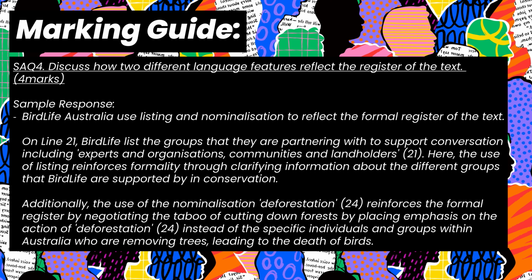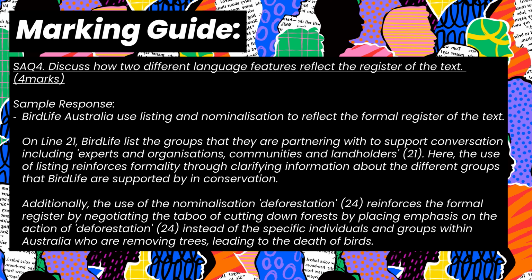Now, for any question on register, it is absolutely not essential to focus on just patterning like this response has done. Theoretically, you could use any element of RJ-SENT as long as it appears in the set text and you feel comfortable and confident unpacking its effect on the register. So, this response, to get those full marks after correctly identifying the register, we would need to have 2 clear identifications of different examples. So we've got the listing on line 21, experts and organizations, communities and landholders, which is really clear listing. And then we need to explain how the use of listing reinforces the register.